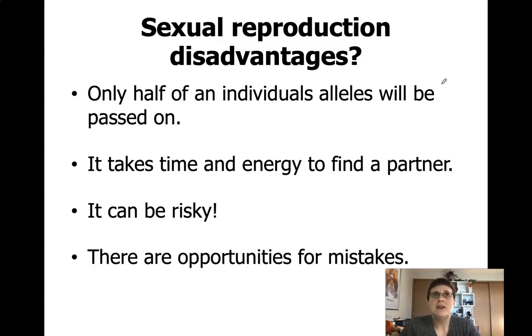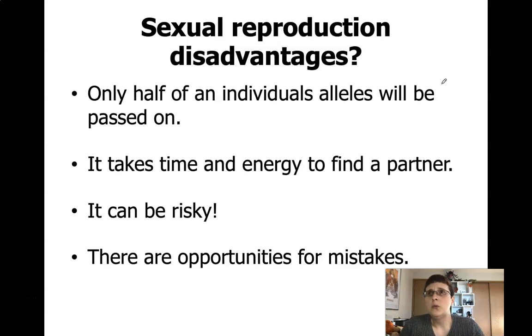And then there's also more opportunities for mistakes. Using meiosis allows for more chromosome disorders because there's more ways for the dividing up of the genetic material, those chromosomes, to go wrong. And we'll see that later on. So there's just a lot more opportunity for problems to occur.